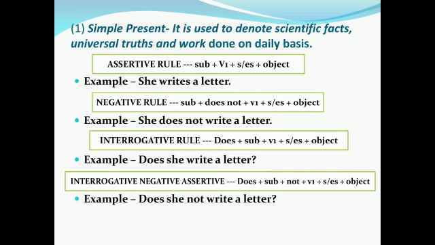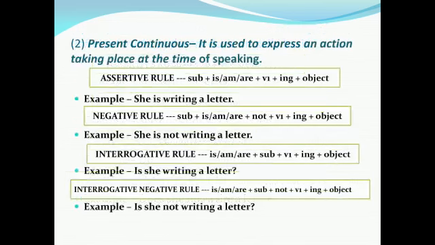Now let's move on to the second category of the present tense, which is called present continuous tense. It is also often known as present progressive tense. Now progressive means the action is in progress. It is continuing. So when is it used? When do we use it?